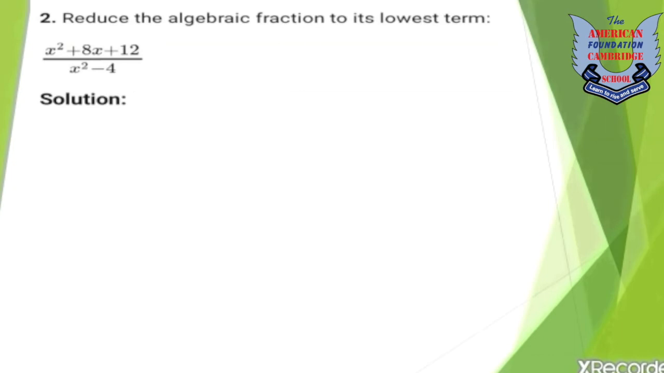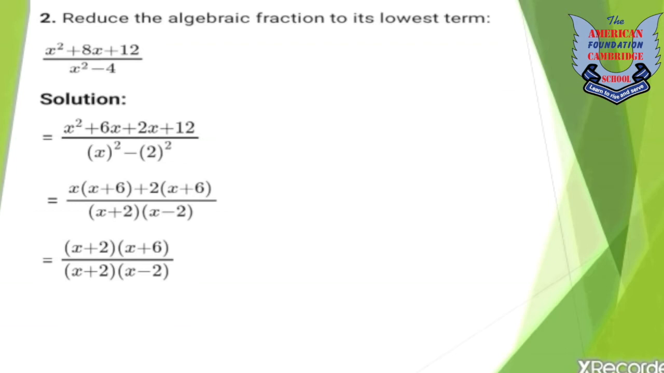Second example, x square plus 8x plus 12 upon x square minus 4. The numerator of this fraction, x square plus 8x plus 12, can be factorized by breaking its middle term 8x into two terms 6x and 2x. The denominator, x square minus 4, is a difference between two perfect squares. So you can easily apply the third algebraic identity, that is a square minus b square is equal to a minus b, a plus b. X square minus 4 can be written as x square minus 2 square after applying the formula.